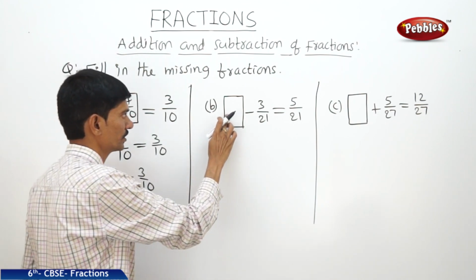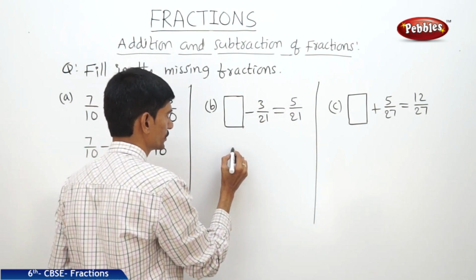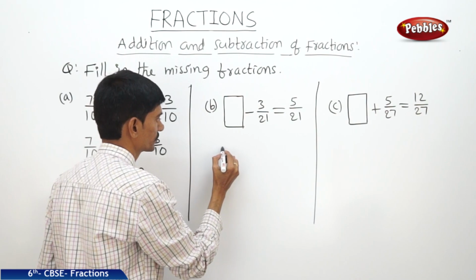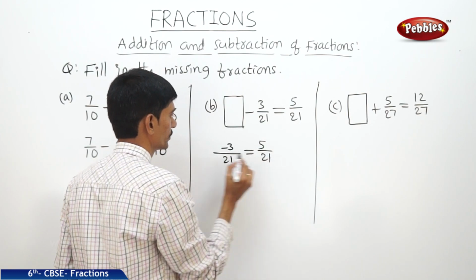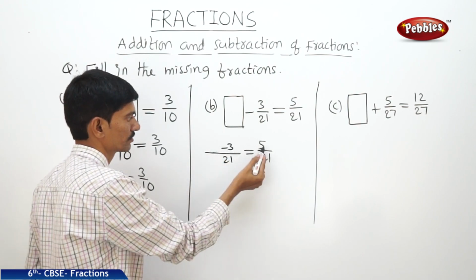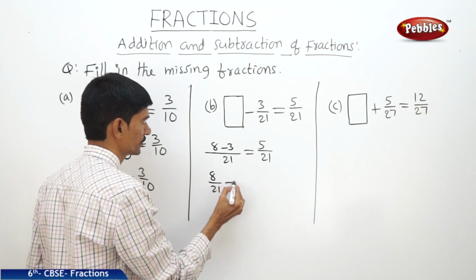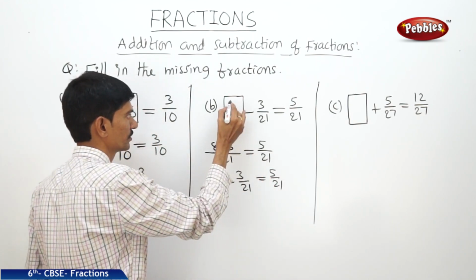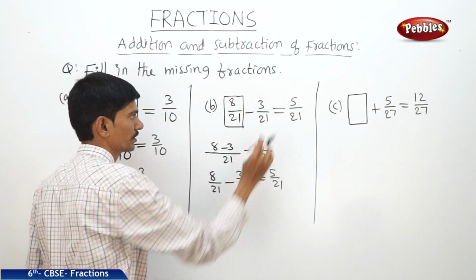Next, dash minus 3 by 21 equals 5 by 21. So what must be subtracted? From what must 3 be subtracted? So dash minus 3 by 21 equals 5 by 21. Now we know that 8 minus 3 is 5. So we write here 8. So 8 by 21 minus 3 by 21 equals 5 by 21. So the blank is 8 by 21. So 8 minus 3 is 5.